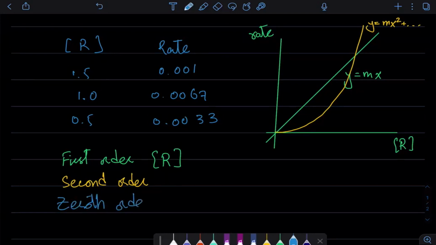Zeroth order tells us that it's always going to be a straight line. No matter what you do, the concentration does not affect the rate. So your gradient is y equals to just c. The x has power 0. So zeroth order shows that the concentration does not affect the rate.